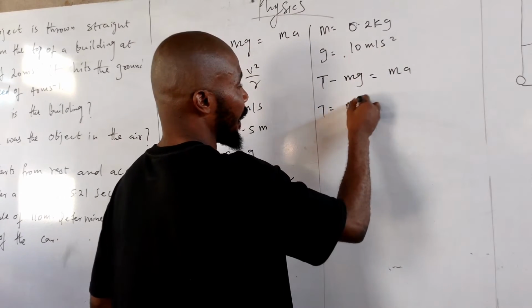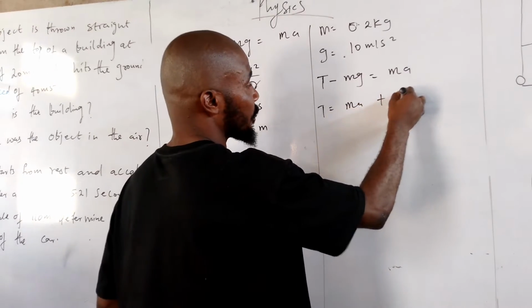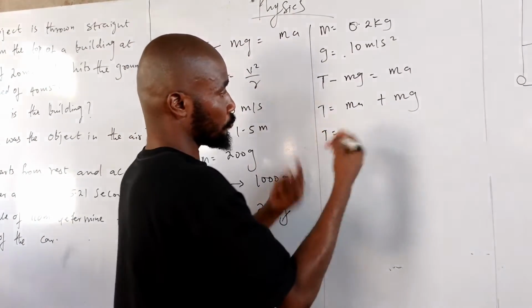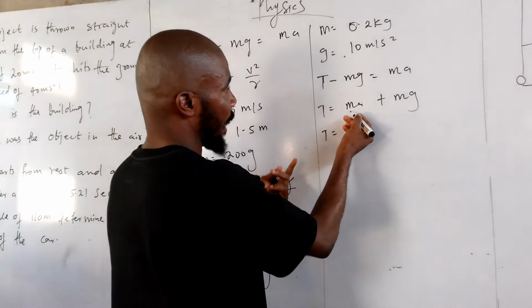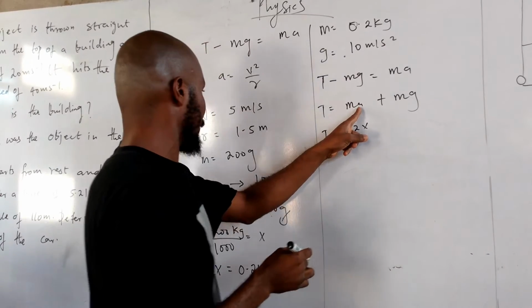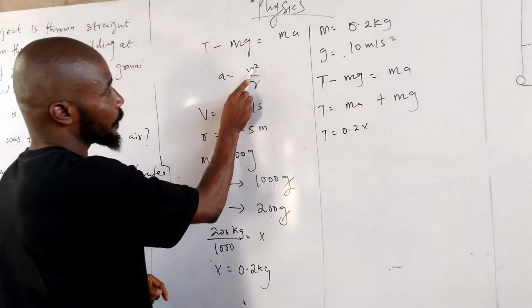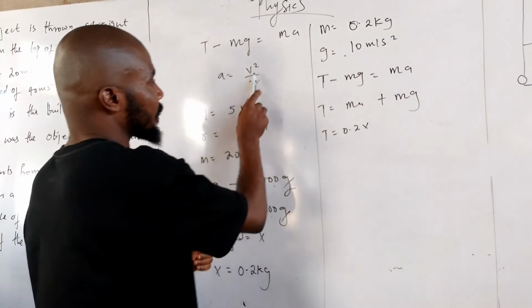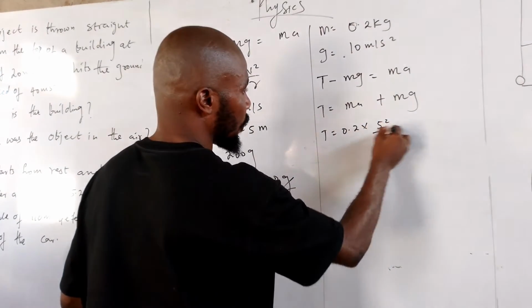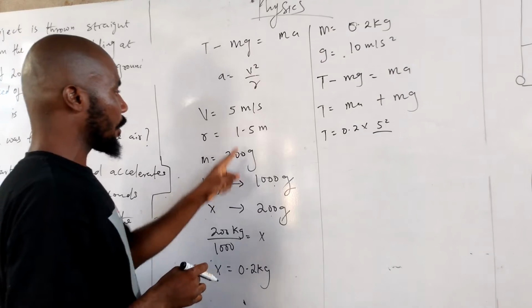Okay, if this is true, my tension T is now equal to, this will cross over here to give me ma plus what? mg. Okay, from this now, you can put in the parameters. My mass here is given as what? 0.2 times. My acceleration, look at from this formula, is v squared over r. So anywhere I see v, I'll put what? 5. So I have 5 squared all over. Anywhere I see r, I'll put what?